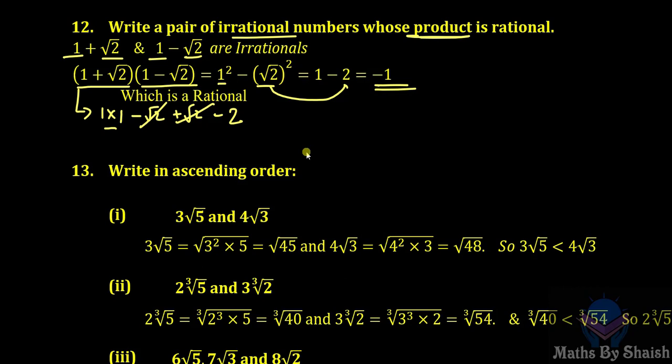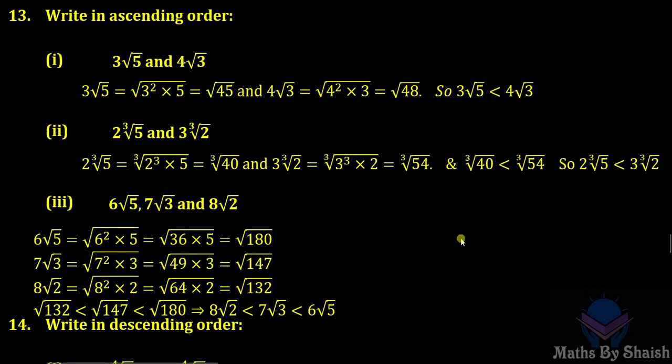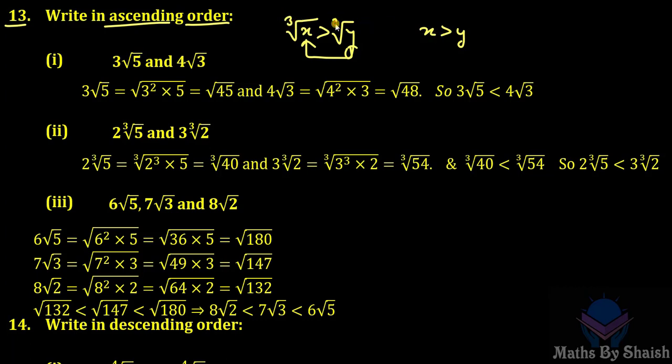There are infinitely many pairs of irrational numbers whose sum, product, difference, everything you can find accordingly. And here's the 13th question. Write in ascending order. So we have seen, in order to compare two irrational numbers root x and root y, we can only say when we can compare the numbers. For example, if x is greater than y, then only root x is going to be greater than root y. It can be any root, third root or fourth root, but that should be the same. So here it is 3 root 5 and 4 root 3.